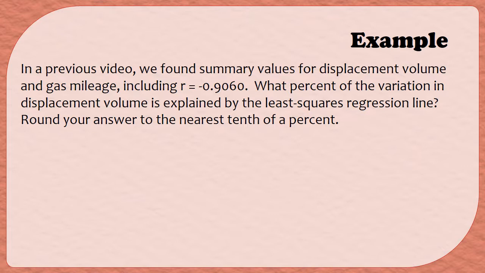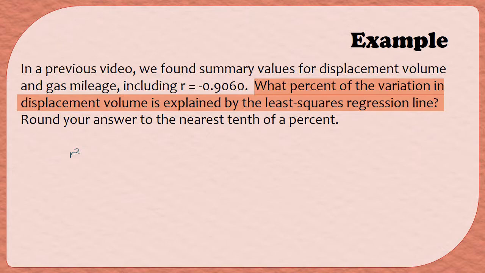So, this problem doesn't directly tell us to find the coefficient of determination, right? Wrong, it does. It just calls it by what it is instead of by its name. Remember that the coefficient of determination tells us the percent of the variation in the y that's explained by the least squares regression line. So this phrase here is actually telling us we need to find the coefficient of determination. So we need to find r squared.